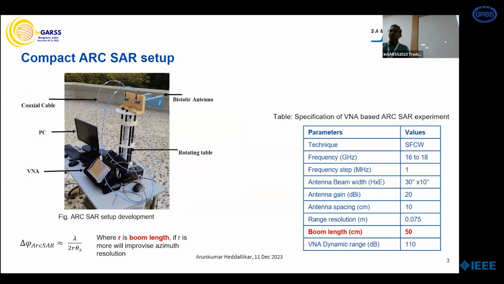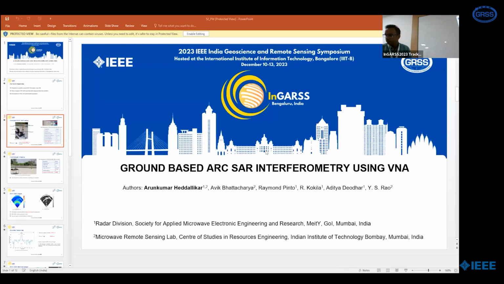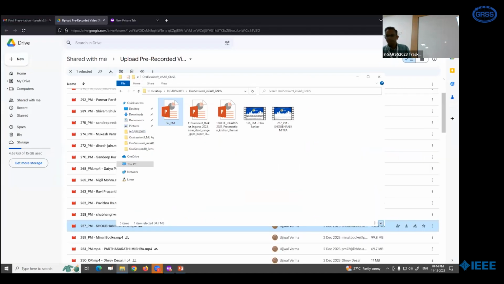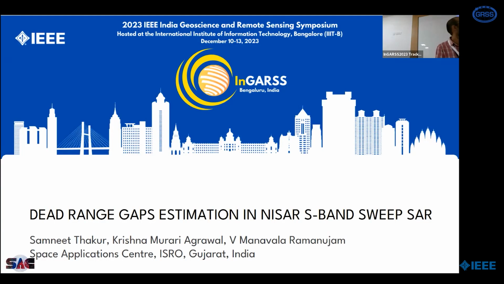Thank you. The next talk is titled Dead Range Gap Estimation in NISAR S-band SAR, and it will be presented by Samneet Thakur. Good afternoon. My name is Samneet Thakur, and the co-authors for this paper are K.M. Agrawal and V. Manavala Ramanujam. The title of the paper is Dead Range Gaps Estimation in NISAR S-band SAR.